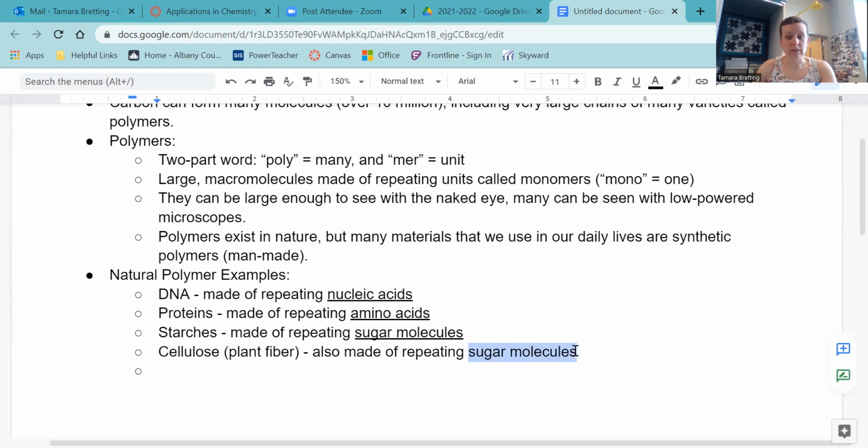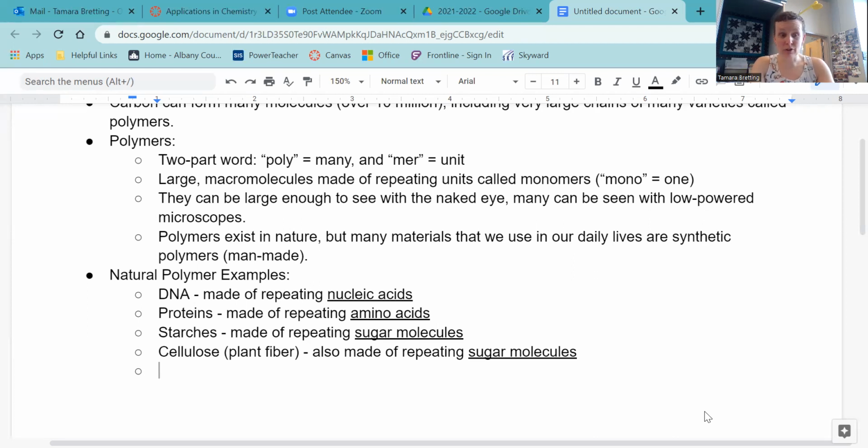Now, plant fiber is something that we cannot digest as humans. We can digest simple starches, but we can't digest cellulose. So when we eat something like celery, or any plant product that has cellulose in it, that cellulose goes right through us. That's the fiber that helps keep us regular.